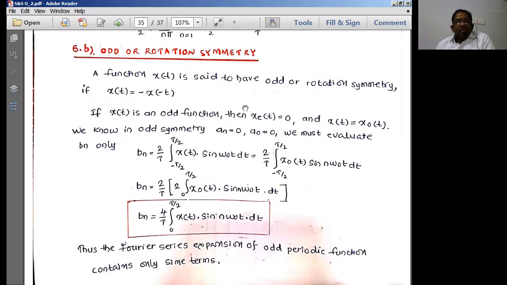Then the last one is going to be the odd symmetry, or rotation symmetry kind of case. Now, x of t I can write as equal to minus x of minus t, because it is an odd function. So in an odd function, the even component of the function will be equal to 0. Therefore, xe of t should be equal to 0, 100%. Therefore, I can write x of t is nothing but x naught of t.